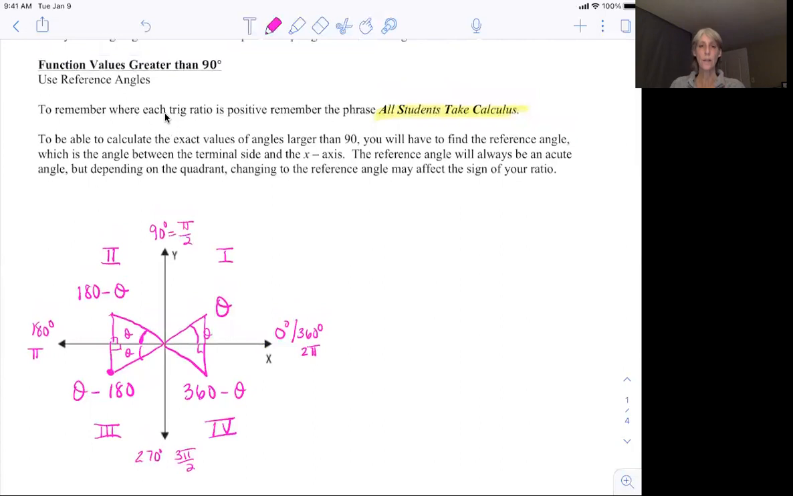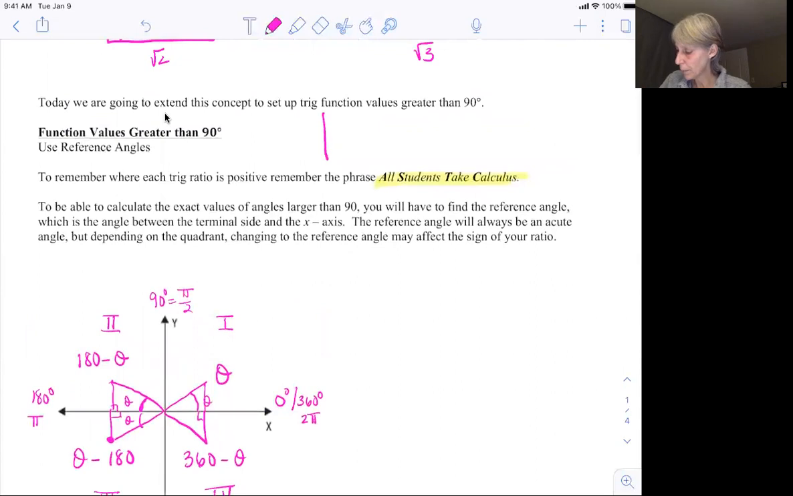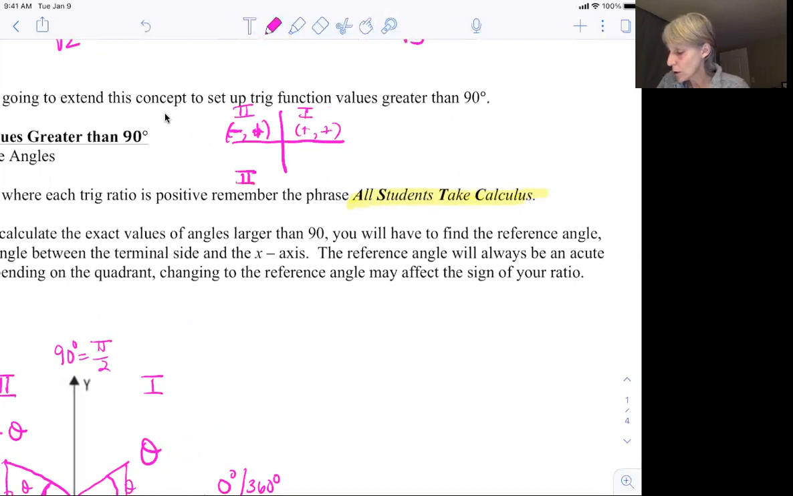Now, how do we know if a sign is positive or negative? Well, here's the thing. Let's go up here for a minute. In the first quadrant, we know our x value is positive and our y value is positive. In the second quadrant, we know our x value is negative, but our y value is positive. In our third quadrant, both x and y are negative. And in the fourth quadrant, our x value is positive, but our y value is negative.